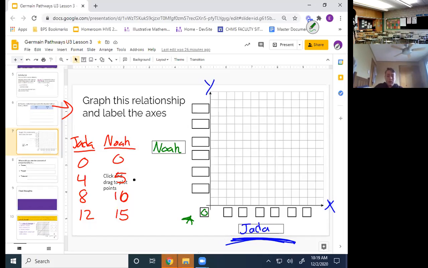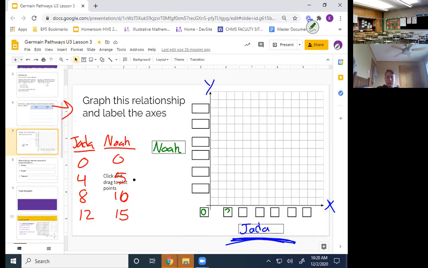You can't forget to label your 0 on your graph. So when you're writing in your textbook, you can't put something like 2 here. You can't start with 2 on this line right here. It has to start with 0. Okay? So we have 0 on our x-axis here.